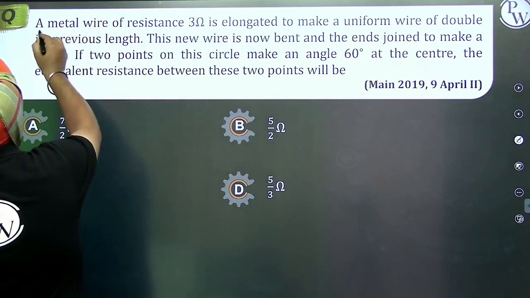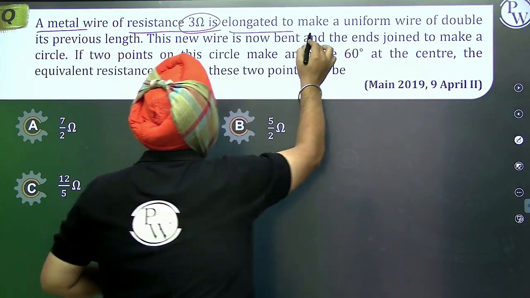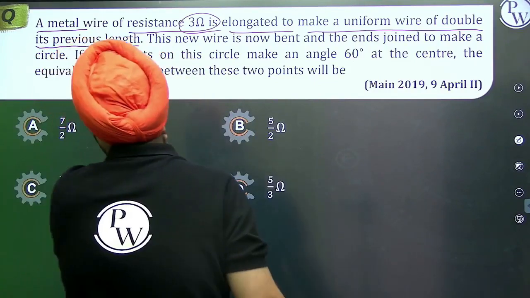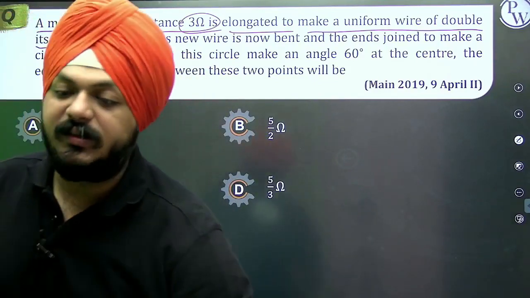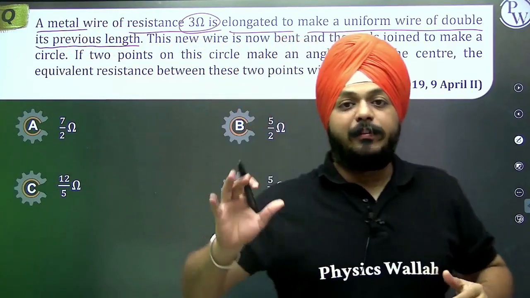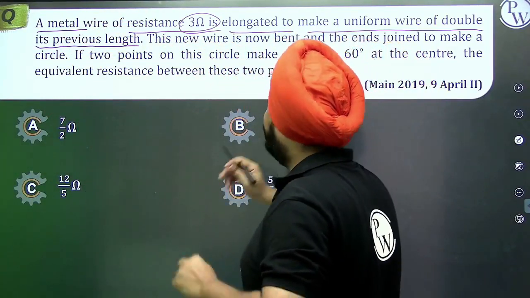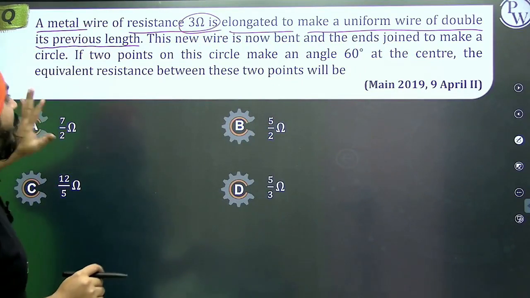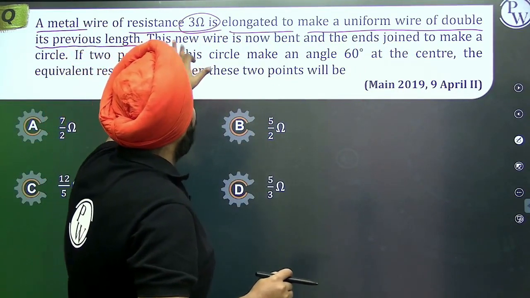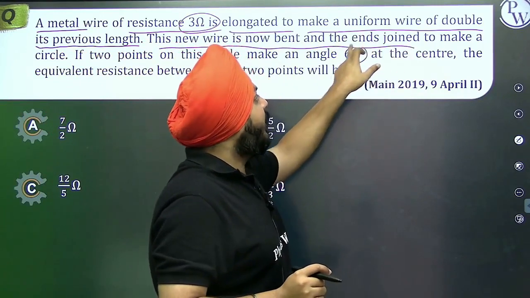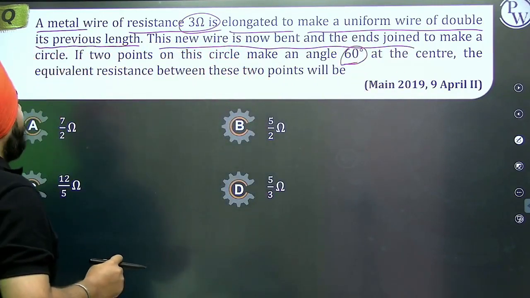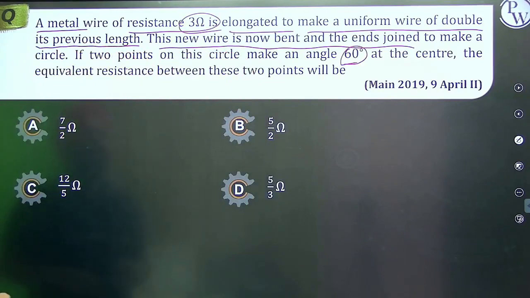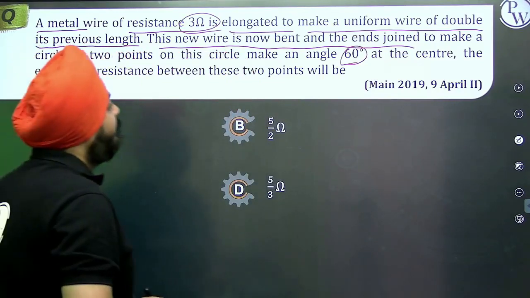A metal wire of resistance 3 ohm is elongated to make a uniform wire of double its previous length. There is one metal wire whose resistance is 3 ohm, elongated to make a uniform wire of double the previous length. The new wire is now bent from the end joint to make two points on the circle, making 60 degrees at the center. Then the equivalent resistance between these two points will be what?